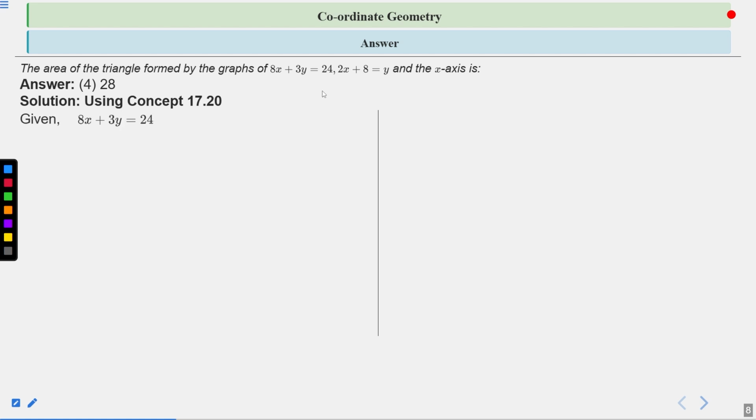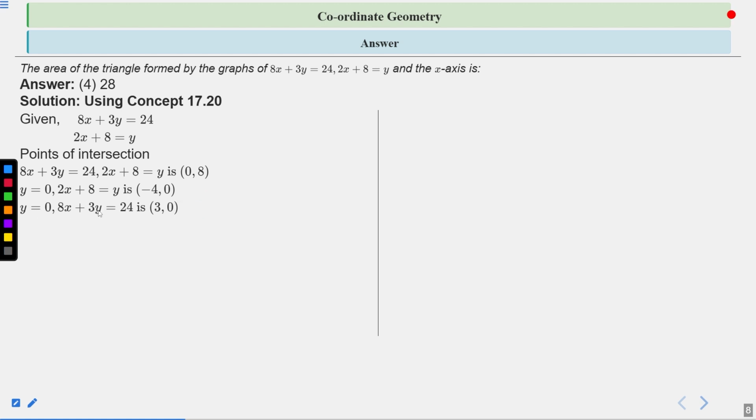Given that 8x plus 3y equals 24, and 2x plus 8 equals y, the point of intersection of these two lines is (0, 8). Now, with y equals 0 and 2x plus 8 equals y, the point is (-4, 0). So y equals 0, and 8x plus 3y becomes 24, so the point is (3, 0).